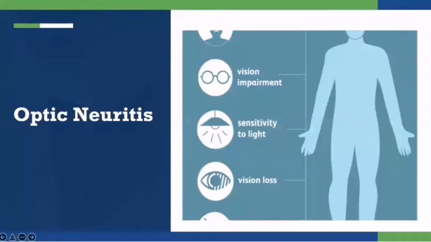Optic neuritis. So what is optic neuritis? This is an inflammation of the optic nerve, eventually resulting in permanent vision loss. The first sign of optic neuritis is usually the loss of green color distinction. This is best tested using the Ishihara test, and other symptoms include central scotoma.